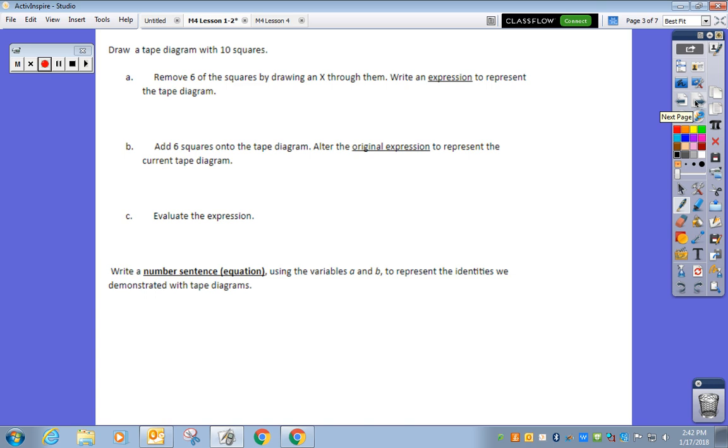Now we're going to work in the same type of manner, except we're going to draw some tape diagrams and do some things to them to manipulate expressions. We start by drawing a tape diagram with 10 squares. I'm going to draw this under part A because that's where I'll be working with it next. So here's my tape with my 10 squares. Part A asks me to remove 6 of the squares by drawing an X through them.